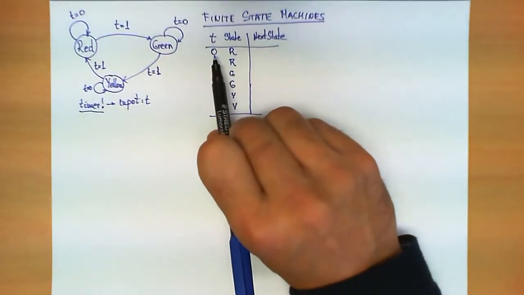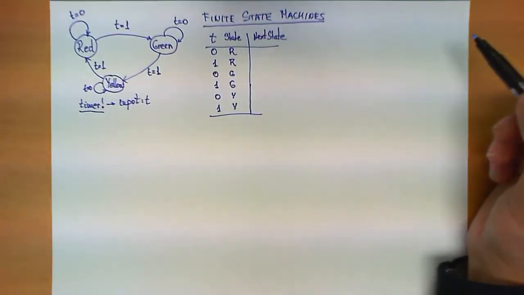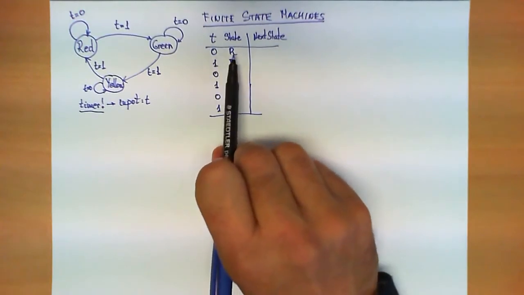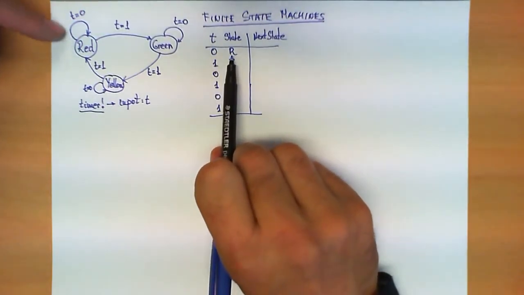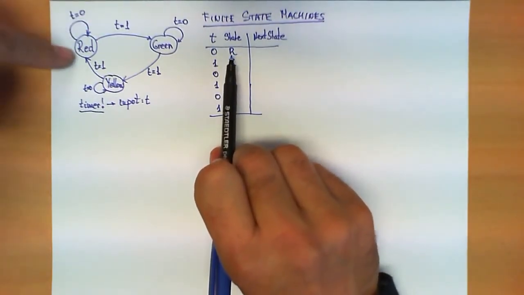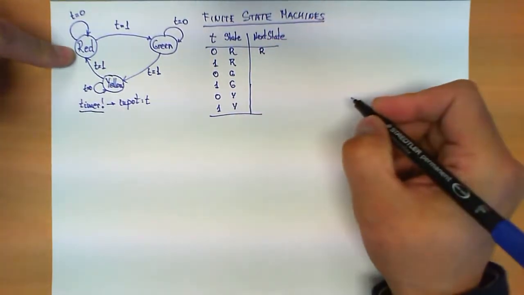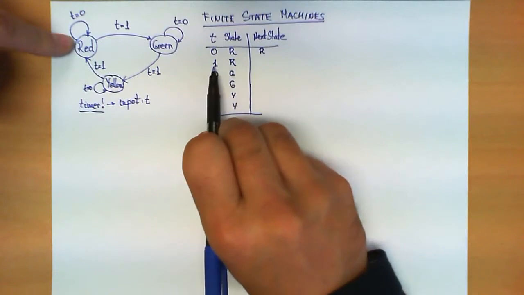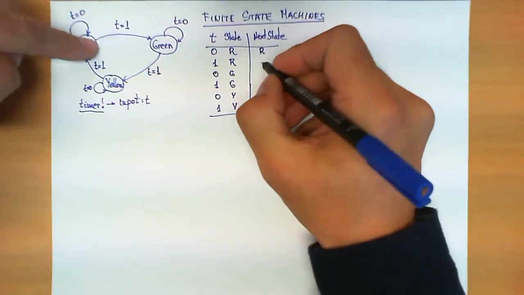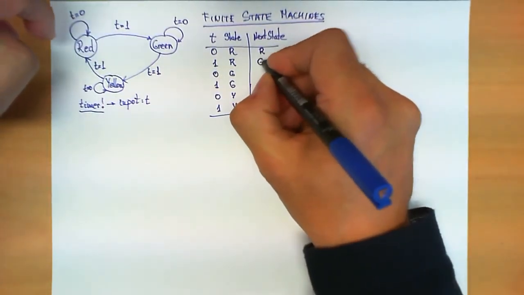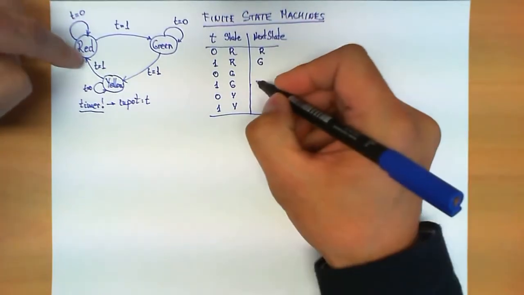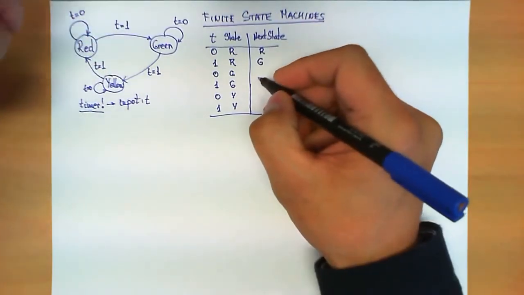Now the next state, we can write it for each of the combinations. If t is equal to 0 and I'm in a red state, this corresponds precisely to this transition, which means that for the next state, the light is going to remain red. However, when I am in the red state and t is equal to 1, the transition is made to the green state. And similarly, we can write the following transitions.